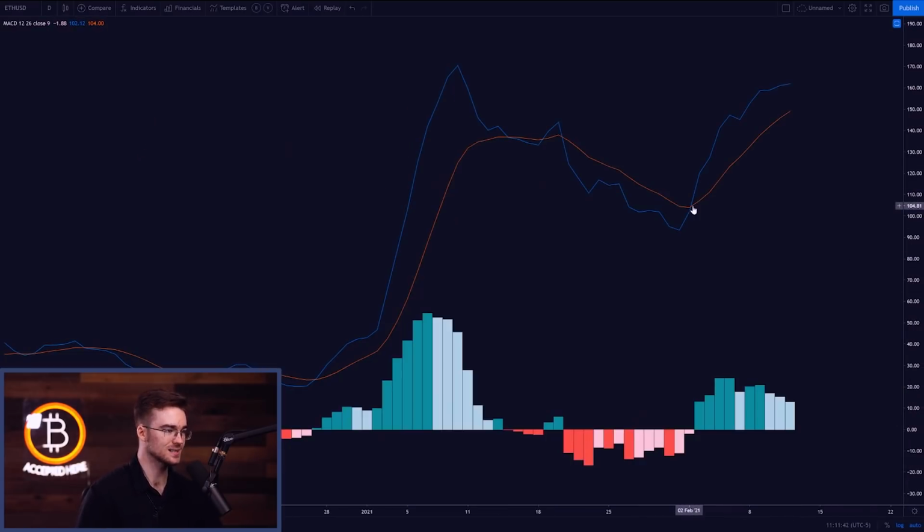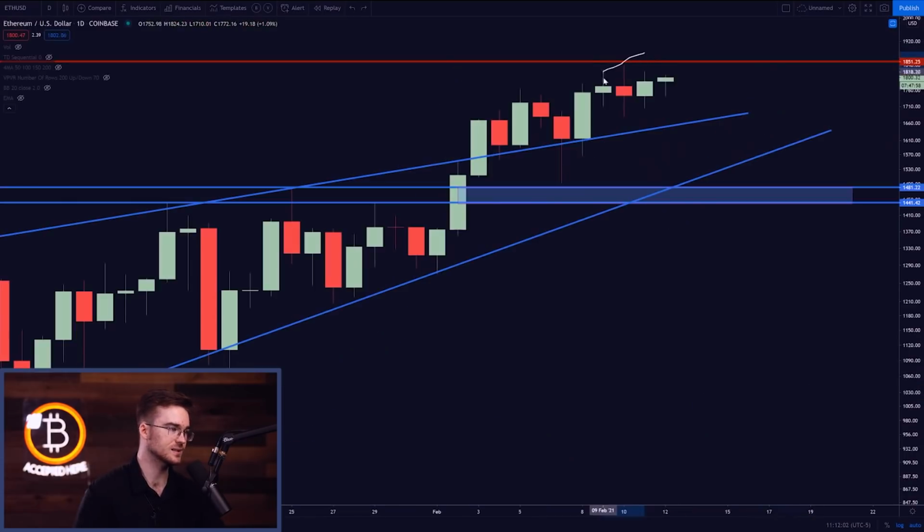MACD, on the other hand, has had a bullish cross back on February the 2nd. However, the last 3 days on the histogram have indicated bearish movement of the MACD, and that makes sense considering the fact that Ethereum has more or less traded sideways for the last 3 days. So there we go. We've gotten rid of our blank chart syndrome by showing where our trend lines should go, and we've also looked at the RSI and MACD.